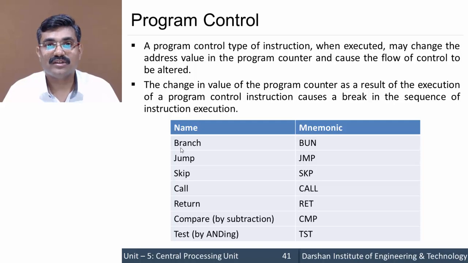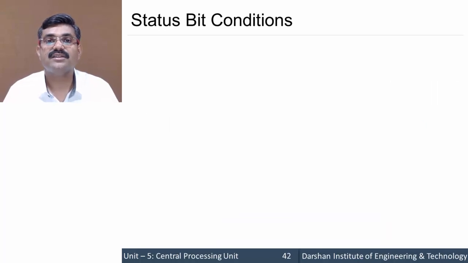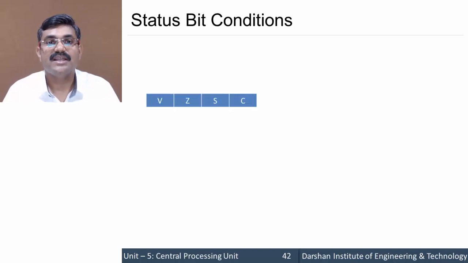Now let us move further. These are all unconditional jumps or unconditional branching. That means there is no certain condition based on which they jump or alter the sequence of execution. But there is one thing we are supposed to go through, which is the status bit conditions. These status bit conditions are also termed flag registers. Let us see one by one.